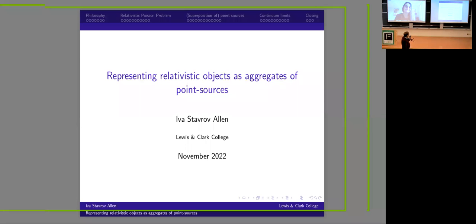We're very pleased to have Eva Stavrov-Allen from Lewis and Clark College telling us about representing relativistic objects as aggregates of point sources.